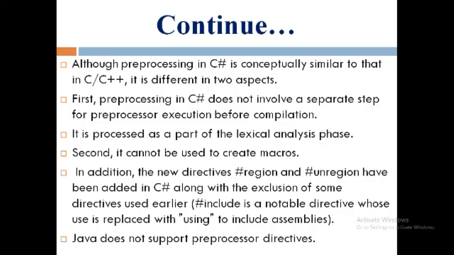In addition, the new directives hash region and hash endregion have been added in C hash, along with the exclusion of some directives used earlier. Hash include is a notable directive whose use is replaced with using to include assemblies. Then Java does not support preprocessor directives.